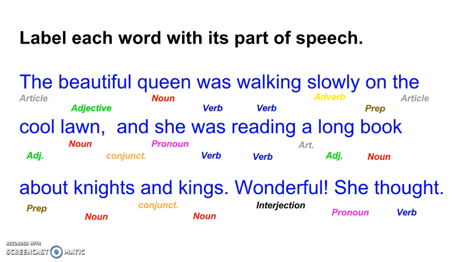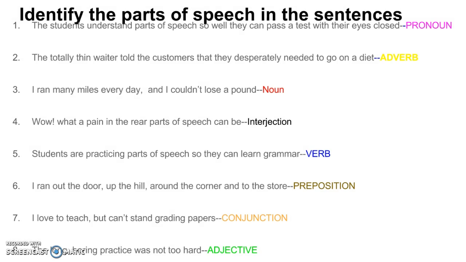How'd you do? So let's get a little bit more practice identifying the parts of speech. The last exercise we labeled them, but now let's see if we can pick them out in a sentence. In each sentence you can see that I am asking for you to identify either the pronoun, adverb, noun, interjection, verb, preposition, conjunction, or adjective.